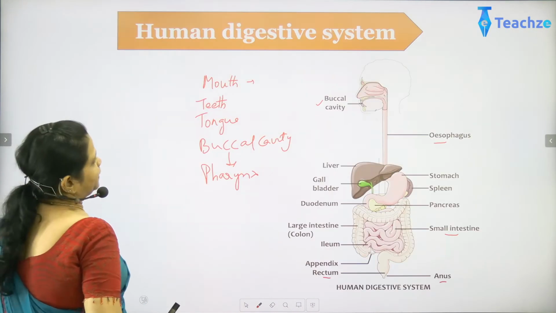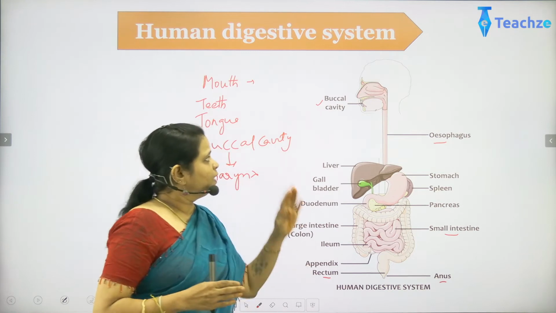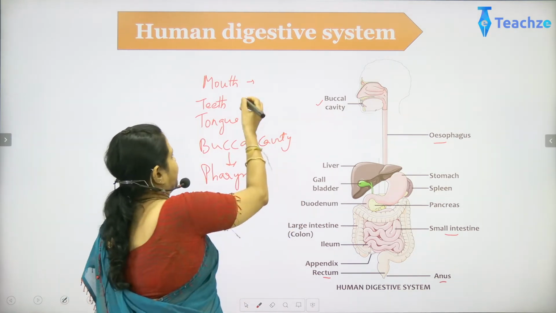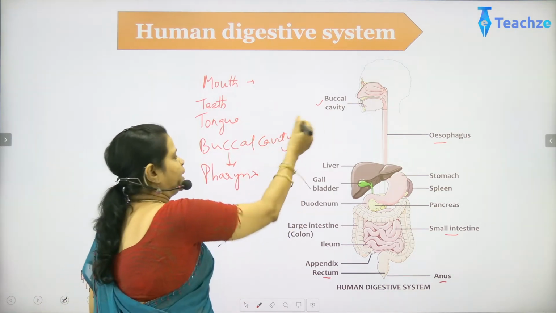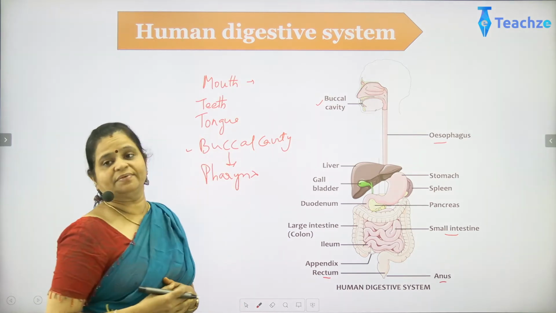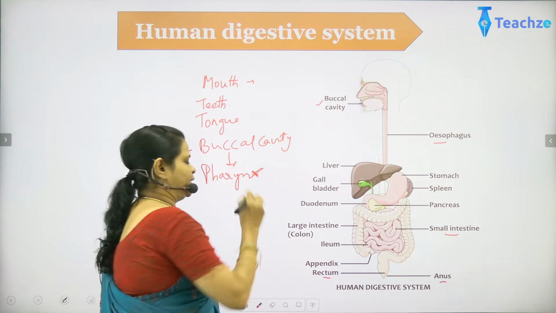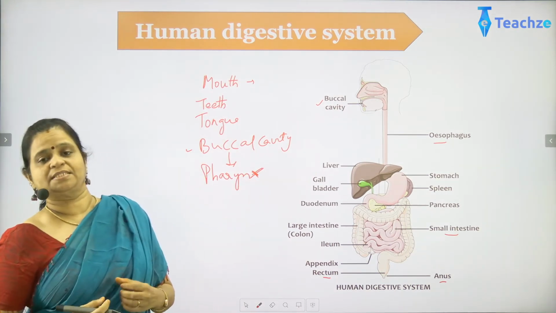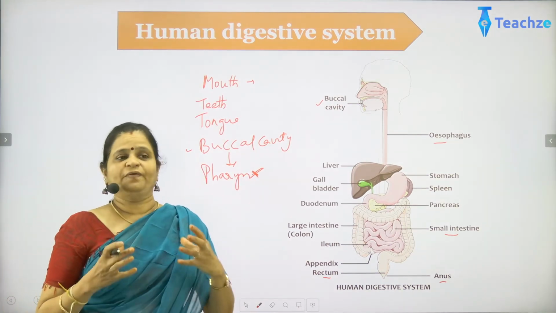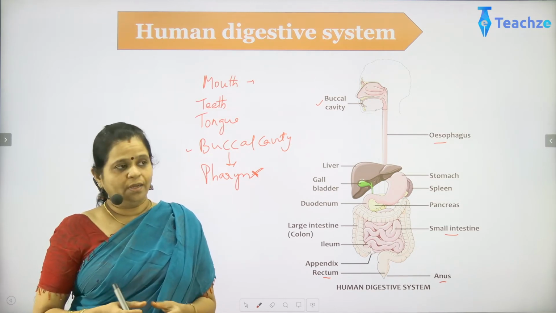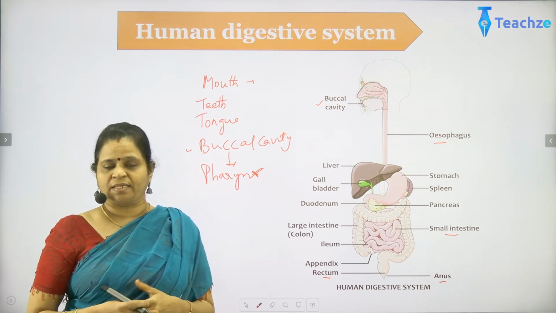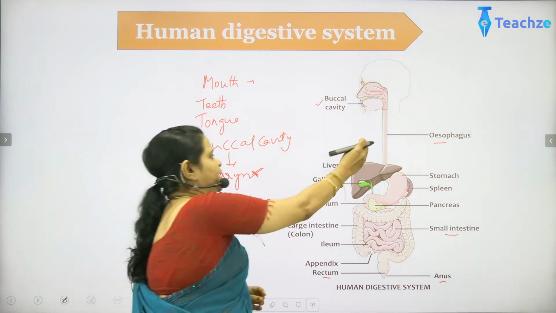Coming to the other parts of the digestive system, the next one is a common passage. I told you the food, after it moves through the buccal cavity, enters a common point called the pharynx. Now, why did we say this is a common point? The pharynx divides into two, leading to the respiratory system as well as the esophagus.